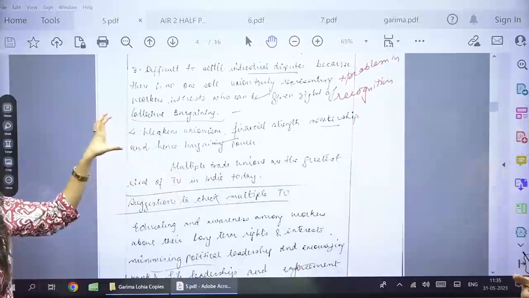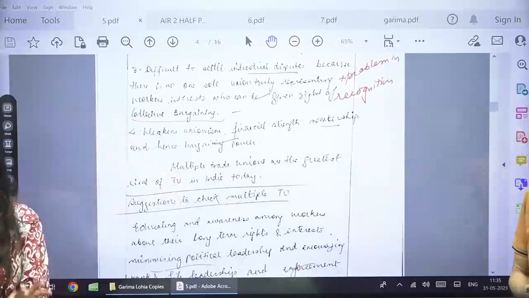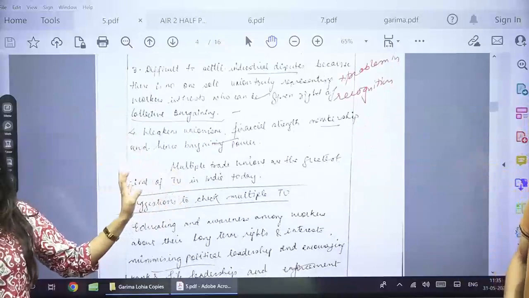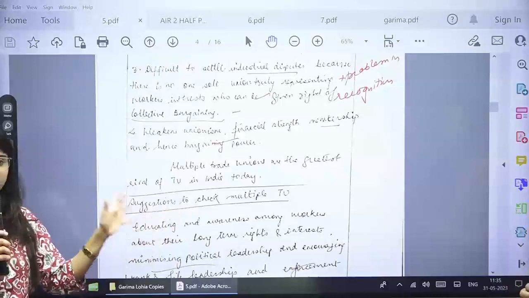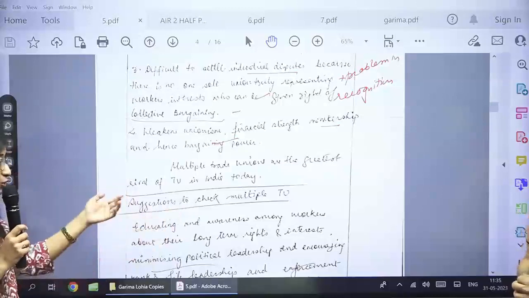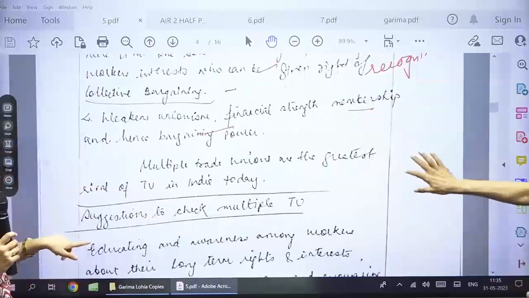But whenever there is a question like this, always end with a way forward. Even if nahi pucha gaya question mein, you have to follow this across, GS and optional. Usne nahi pucha, he's just asked causes and ill effect, but you have to provide suggestions to check multiple trade unions.